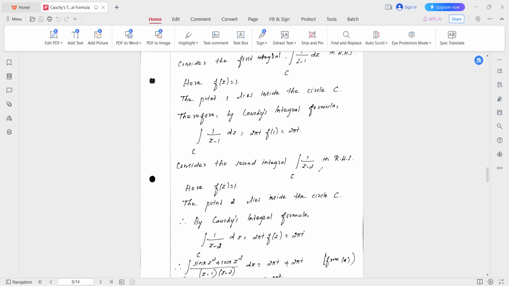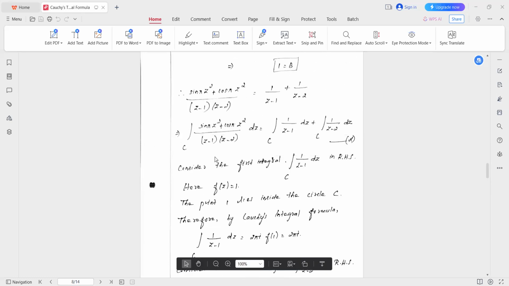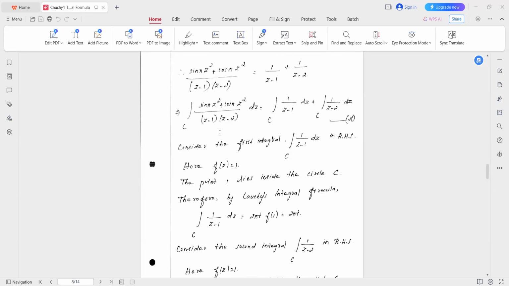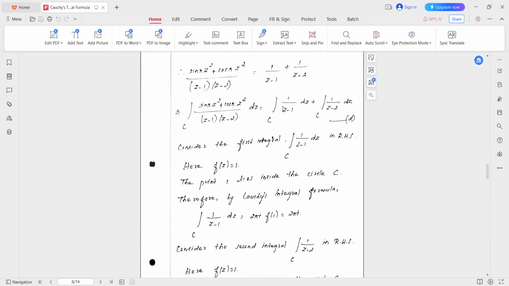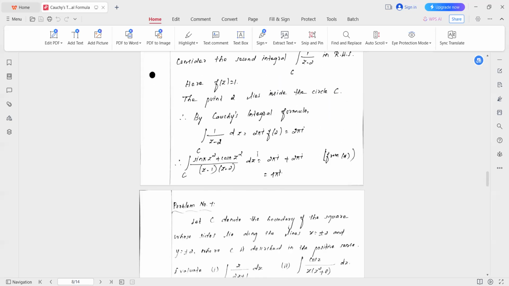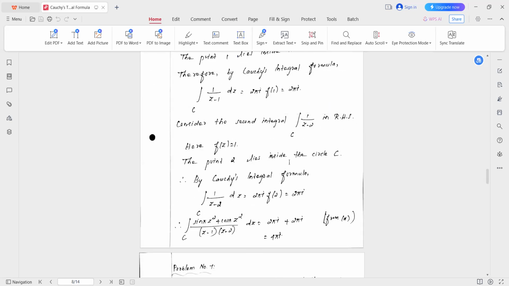So we found the value of the two integrals separately. Now we are going to add the values of the two integrals so that we get the value of the integral over c. Therefore, the integral over c of sin pi z square plus cos pi z square divided by z minus 1 into z minus 2 dz is equal to the value of the first one, which is 2 pi I, plus the second, which is 2 pi I. So 2 pi I plus 2 pi I is equal to 4 pi I.